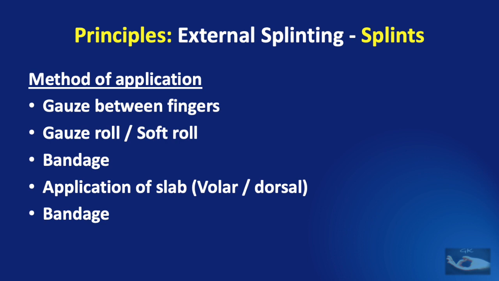First, application of gauze between fingers, then a gauze roll or a soft roll, a bandage, application of the slab, and again a bandaging. The padding that we apply during the application of the POP splint must be as thin as possible to achieve a good reduction and molding of the fracture.